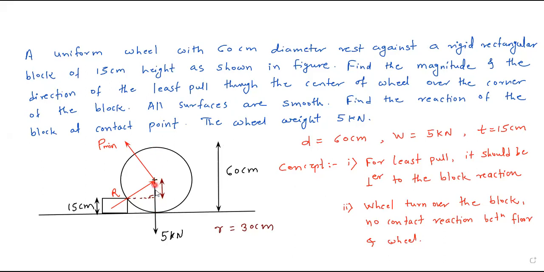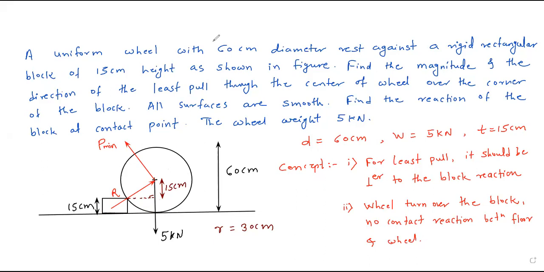As the total is 60, from this centroid to this point it is half of that. R is equal to D by 2, so this will be 30 centimeter. The height of the block is 15 centimeter, so this much is 15. This remaining will be 30 minus 15, which is 15 centimeter.